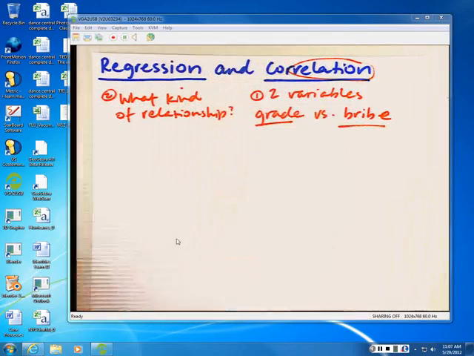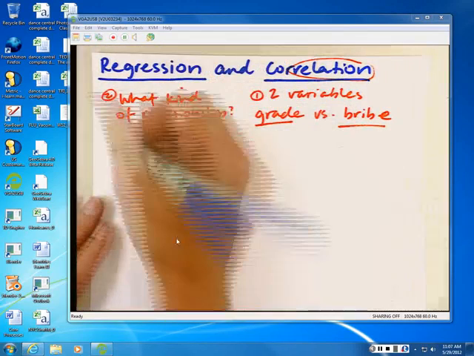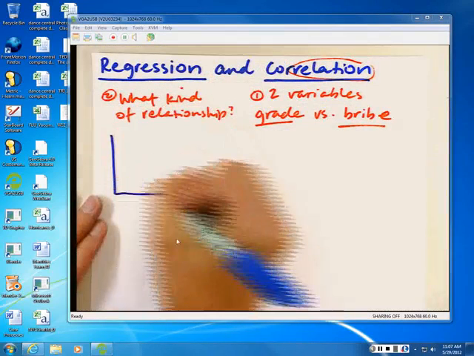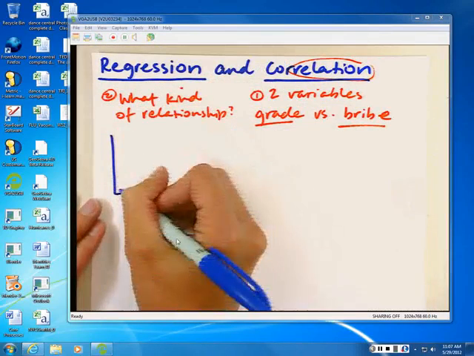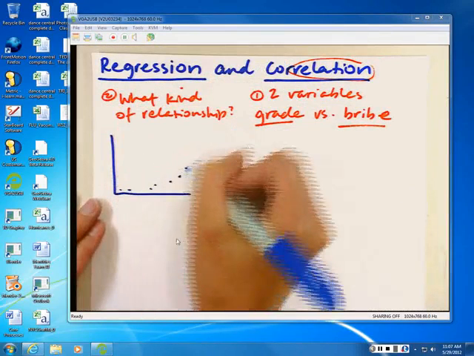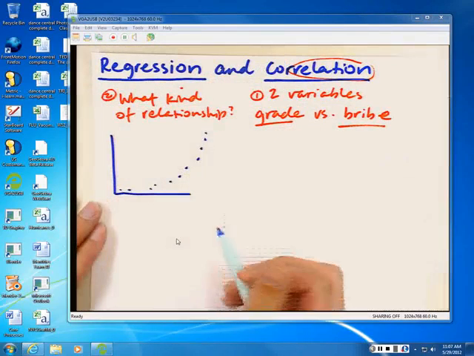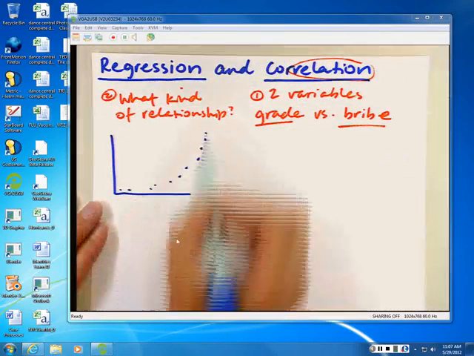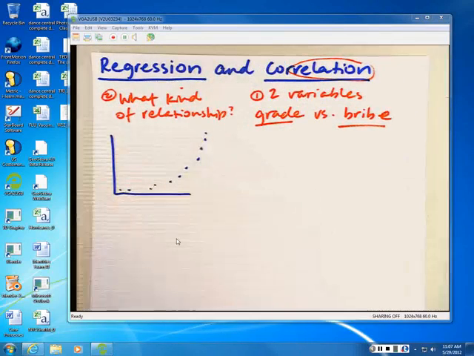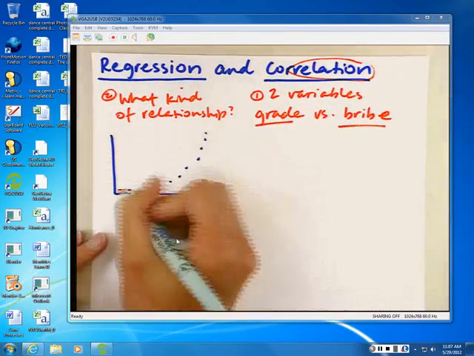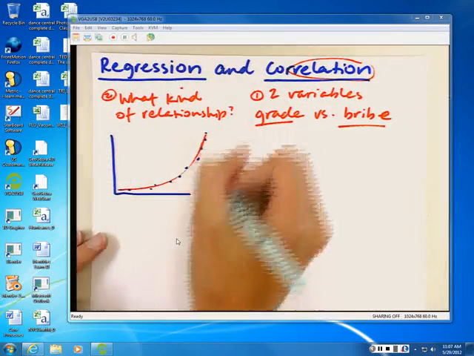So as I'm looking at different kinds of regressions, I can plot points. I'm just going to do this really generally to start. And maybe my data does something like this. So I'm starting out slowly and then increasing. This is called an exponential regression. So my points look like an exponential curve.